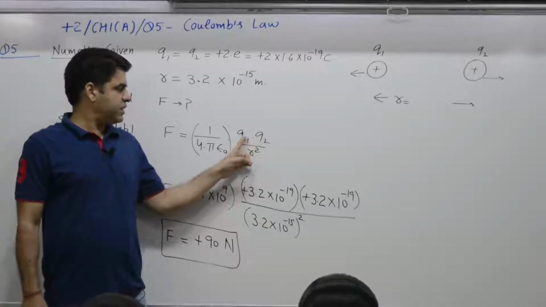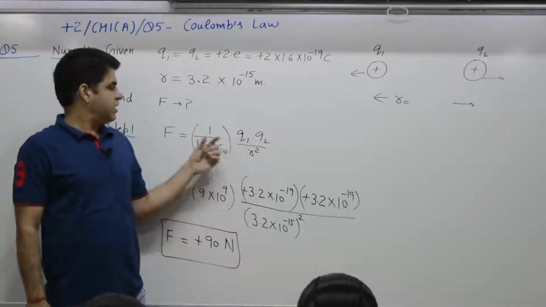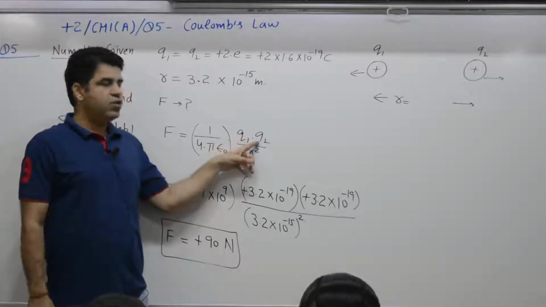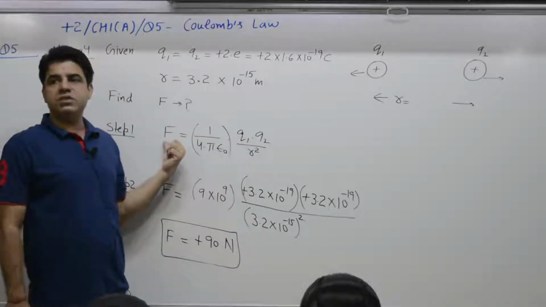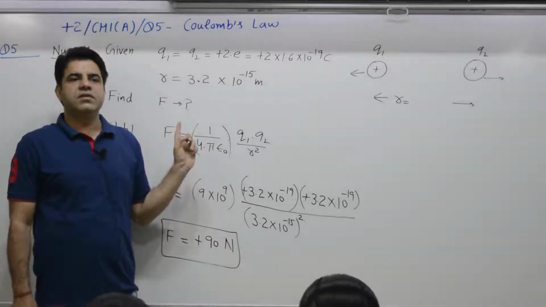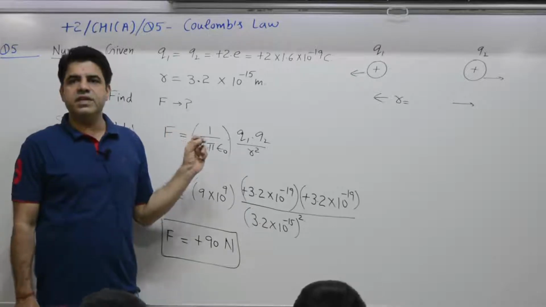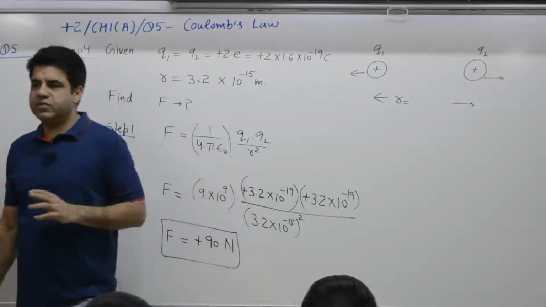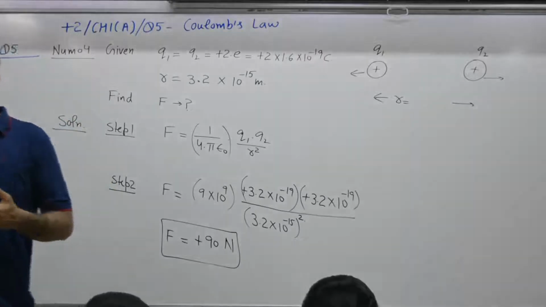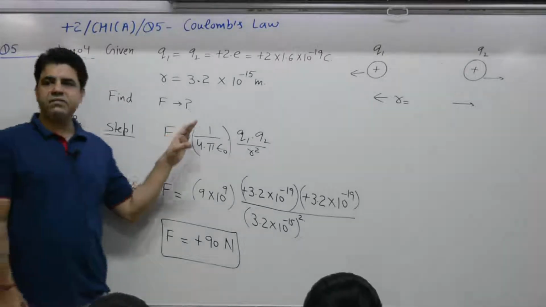If both are positive, yes. If Q1 and Q2 both are positive, F is positive. If Q1 and Q2 both are negative, even then F is positive. If one is positive, the other is negative, then it is negative. So when F is positive, it is repulsive. When F is negative, it is attractive. So this formula automatically takes into account the repulsive or attractive aspect of the same.